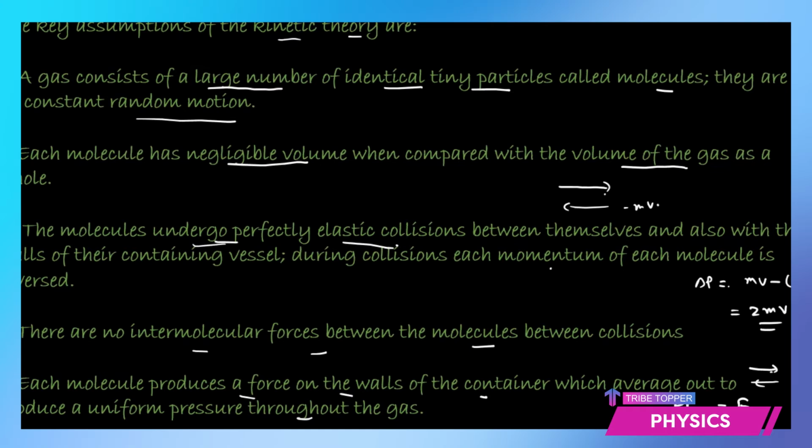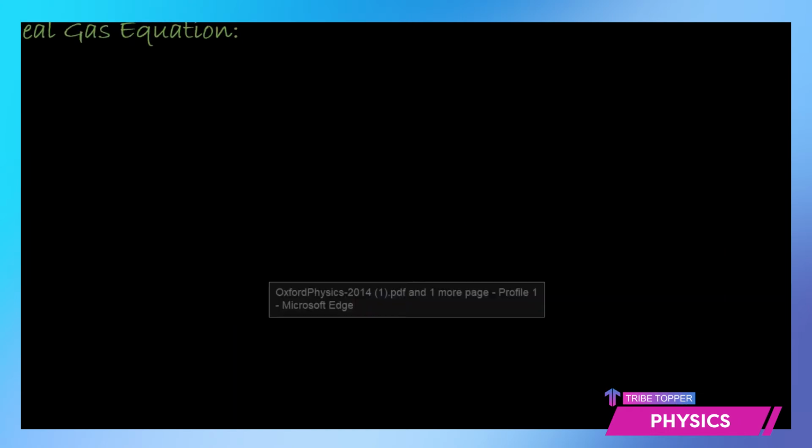So these are 5 important assumptions of kinetic theory. You should definitely know these because these can be asked in paper 1 as well as paper 2. So you should be able to identify the correct assumptions of kinetic theory.